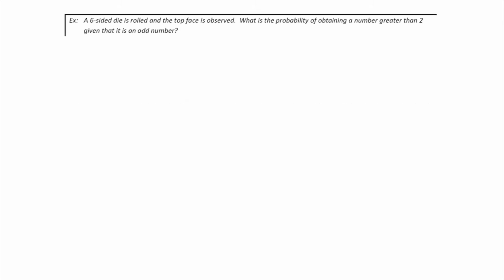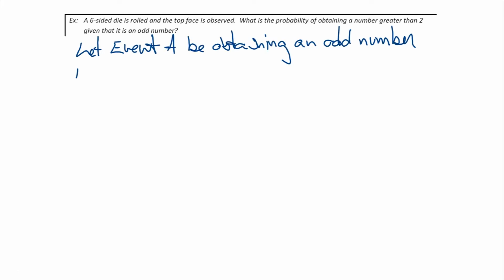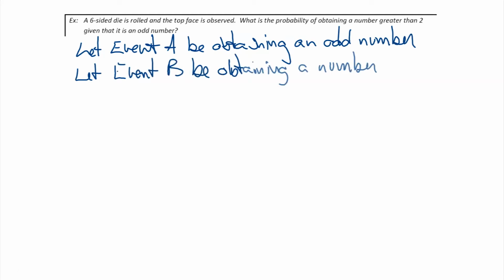Here's an example. A six-sided die is rolled and the top face is observed. What is the probability of obtaining a number greater than 2 given that what we're seeing is an odd number? We start off in the same way that we used to start some of our optimization problems, in that we have to define some variables that we're going to work with. So we say, let event A be obtaining an odd number, and let event B be obtaining a number greater than 2. Using the notation that we just learned, we're being asked, what is the probability of obtaining a number greater than 2 given that we have an odd number?